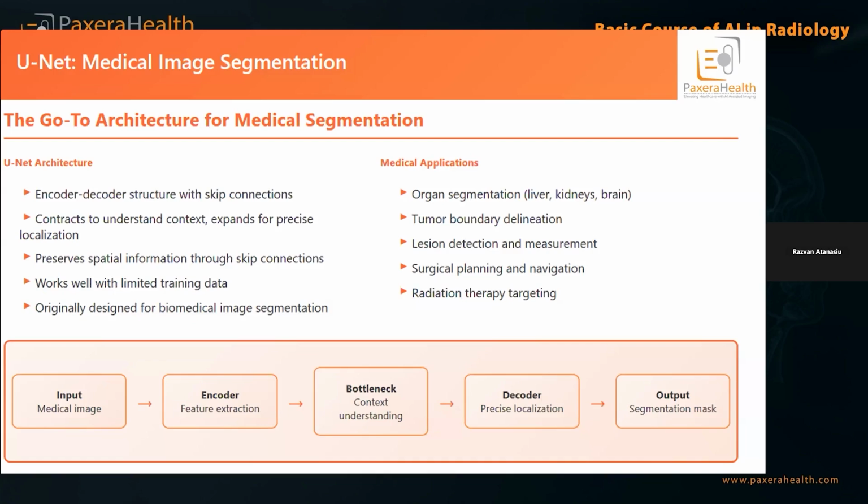Medical applications include organ segmentation, tumor lesion detection, surgical planning, radiation therapy, right? And at the bottom of the slide, you can see the pipeline flow. You get the input, the encoder does the feature extraction, you get the context understanding, then you pass this data into the decoder, and then the output is a segmentation mask, which is a set of pixels.